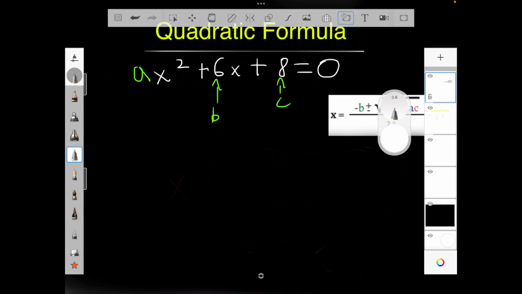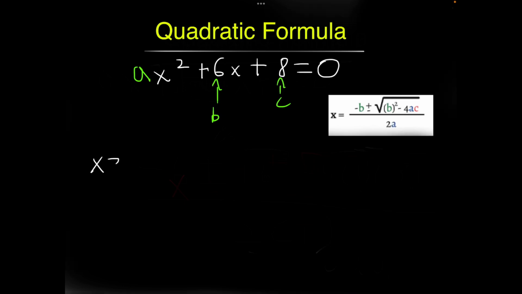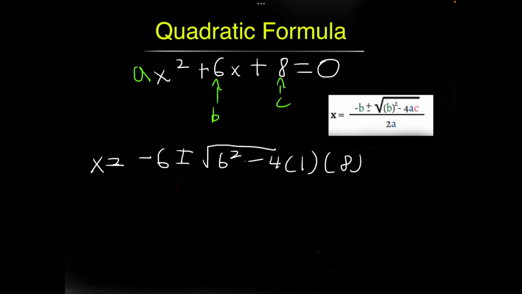So the equation, with the formula, would be x equals negative b, which is negative 6, plus or minus the square root of 6 squared minus 4ac under 2a.